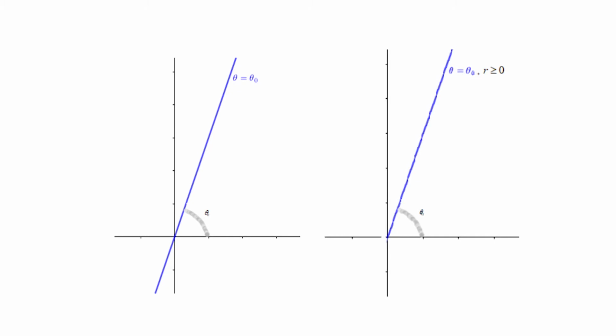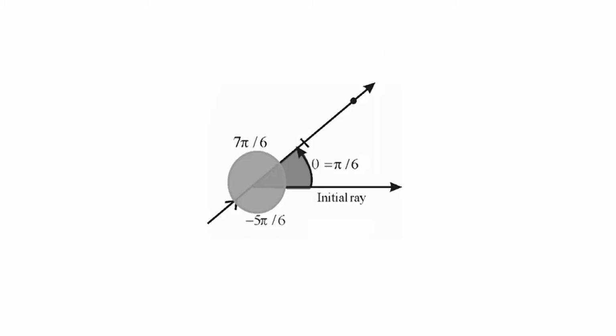We bring to your attention that if we impose the restriction r greater than or equal to 0, then the graph is just the ray in the first quadrant. The equations theta = pi by 6, theta = 7 pi by 6 and theta = negative 5 pi by 6 all represent the same line as shown in the figure.